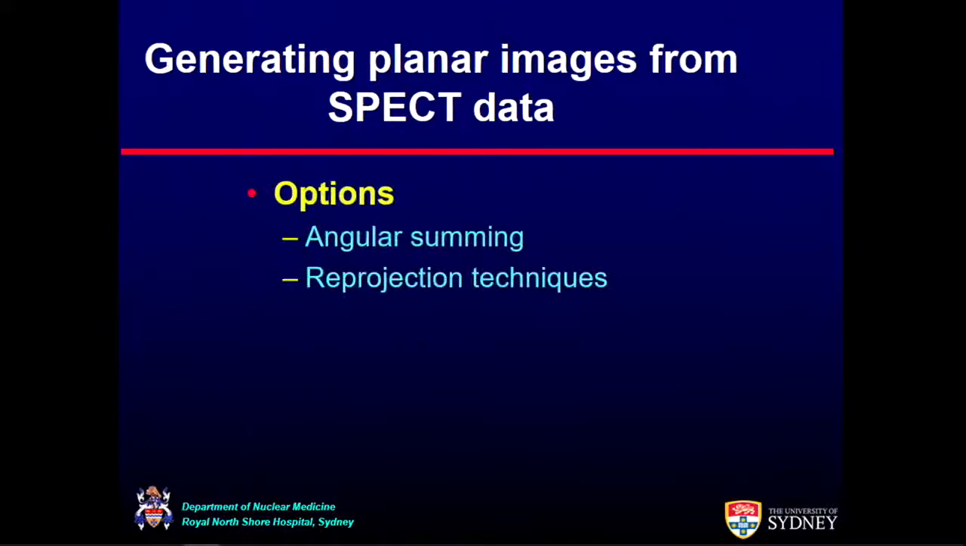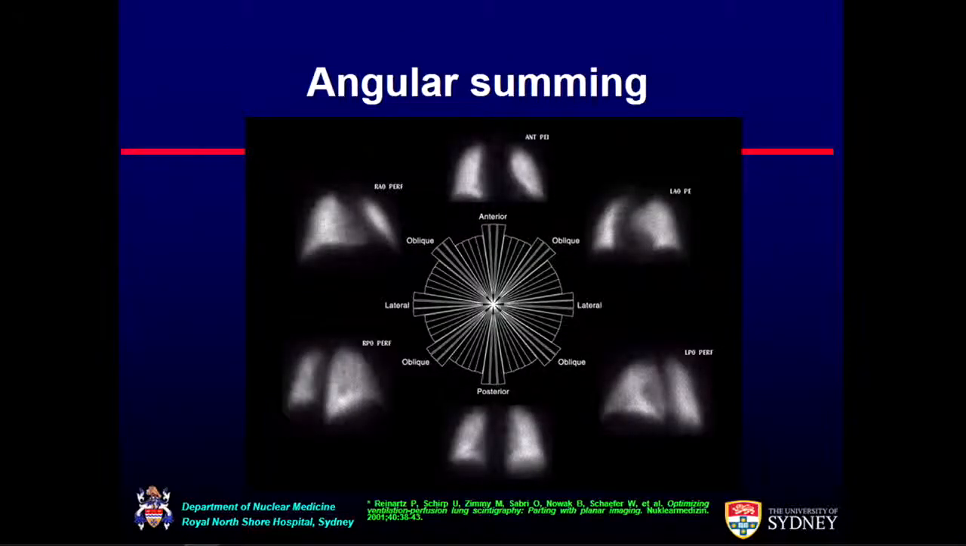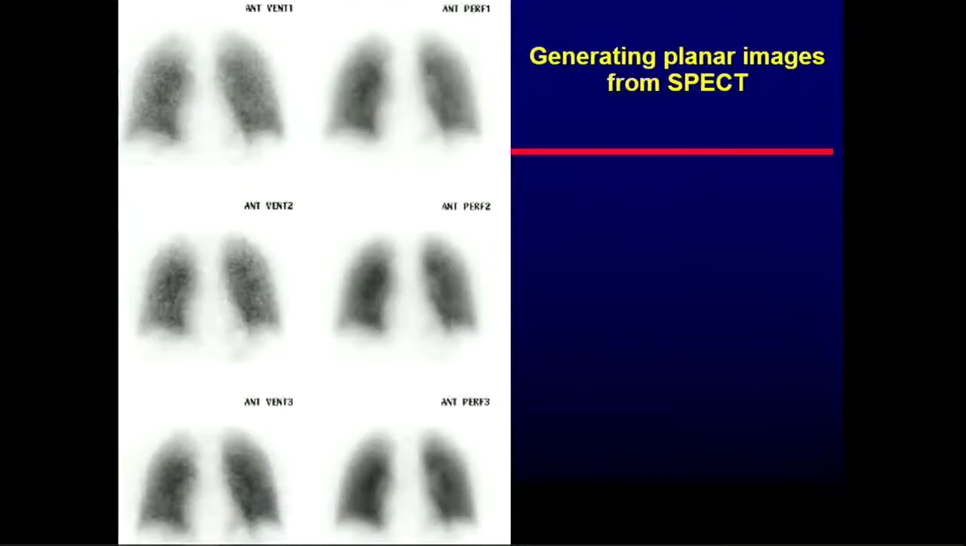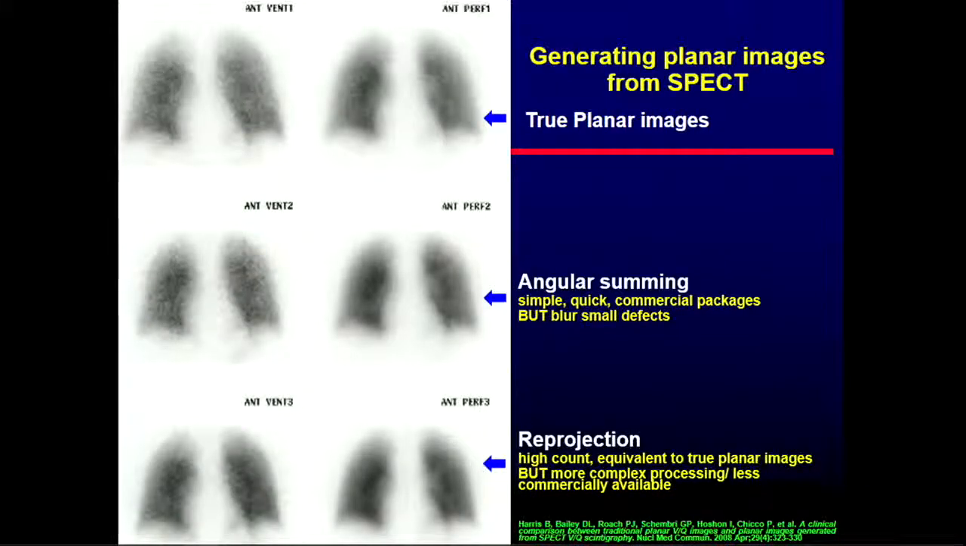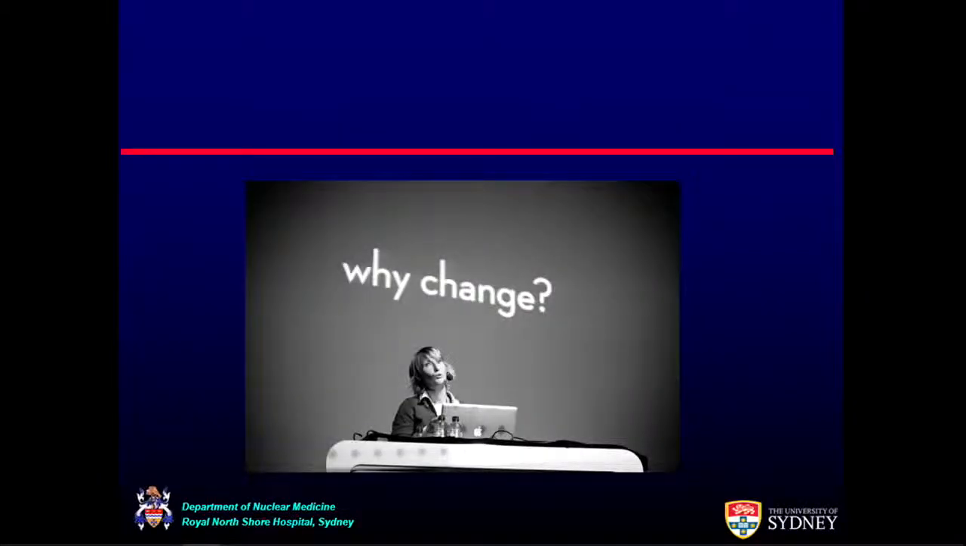Now, what about if it's all too much, you really do want your planar imaging? Just remember that you actually can generate planar imaging from SPECT data. You can do it through a couple of techniques. One is angular summing, where you take a couple of stops on the SPECT scan and you can generate these. The image quality is fine. The only thing is, because you're acquiring data over an arc, you can blur out small defects, but this is commercially available on several packages. Our group, and Dale particularly, worked on a reprojection technique where you're using all of the counts. So you actually get really good images that are absolutely planar-like, but that's a little bit more complicated and less commercially available.